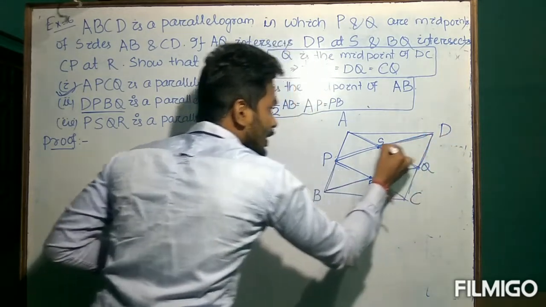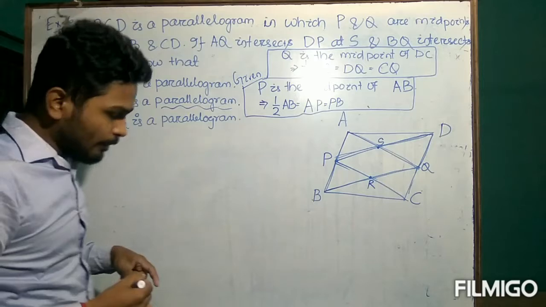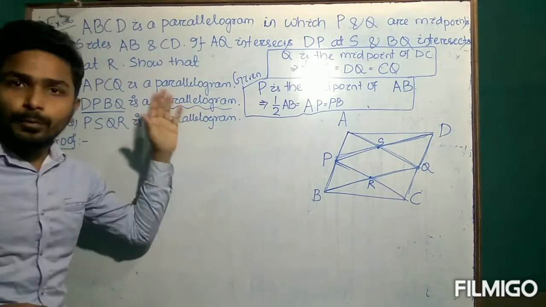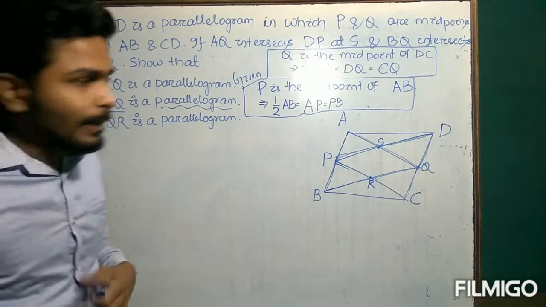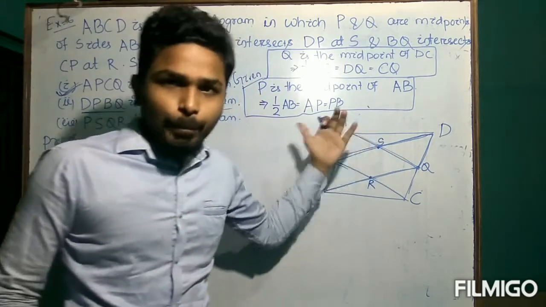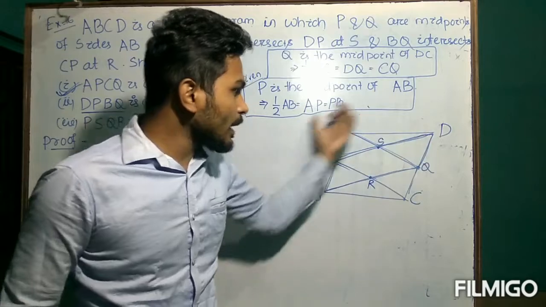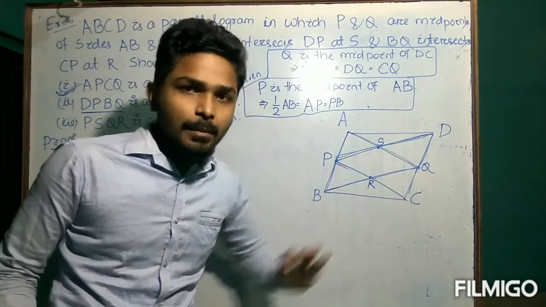DPBQ. This quadrilateral is a parallelogram. We have to prove it. So here also we have to follow the same procedure that we have done in statement 1. So how can we prove it? As we know, ABCD is a parallelogram. Since it is a parallelogram, the pair of opposite sides are equal and parallel.